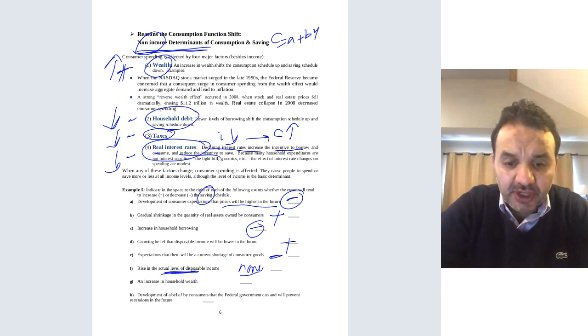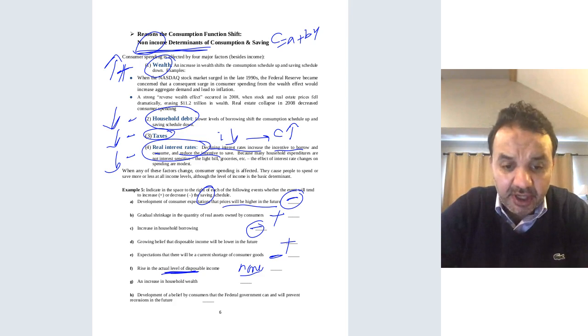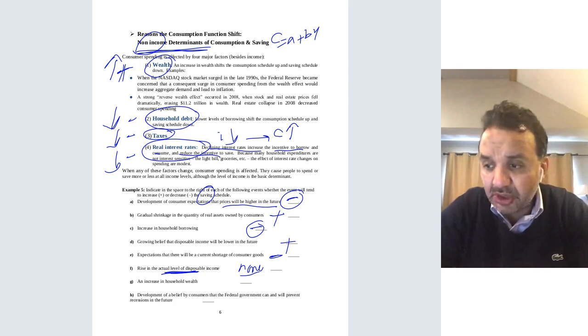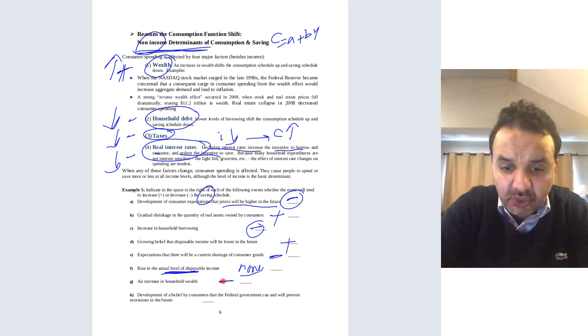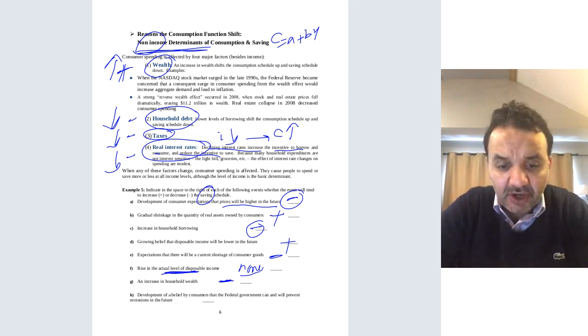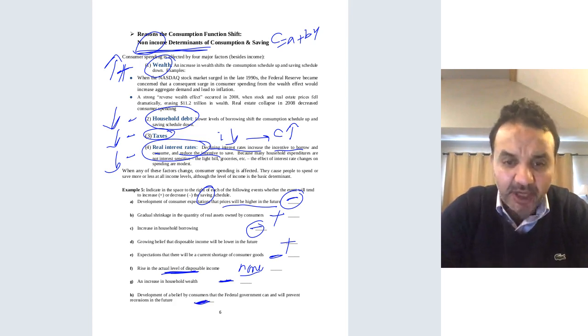We focus only on the factors other than income. G, increase in household wealth. This will decrease saving. Number H, development of a belief by consumers that the federal government can and will prevent recession in the future. This will be a negative impact on saving because you will consume more.